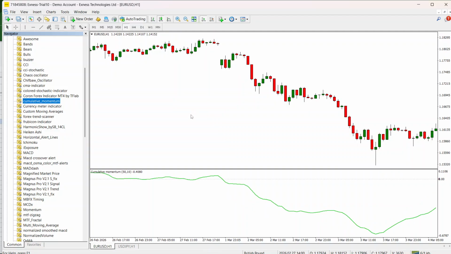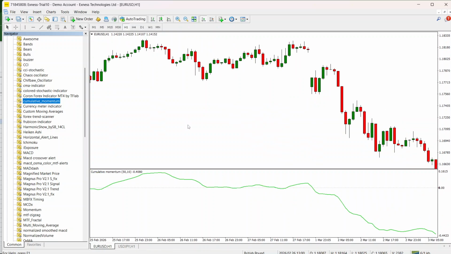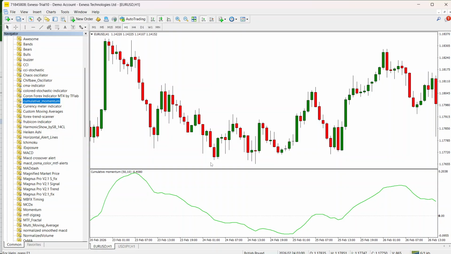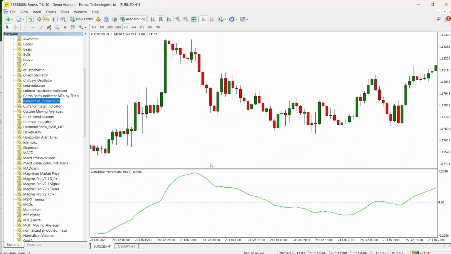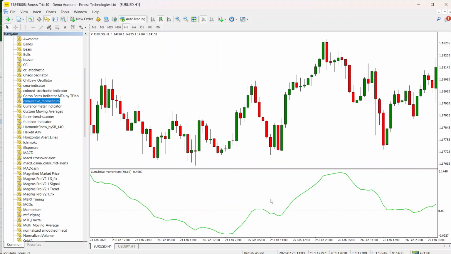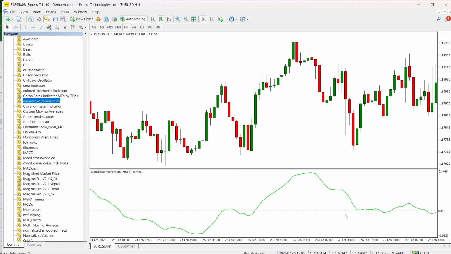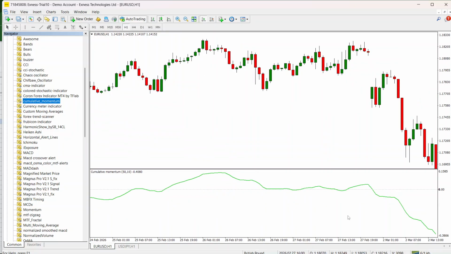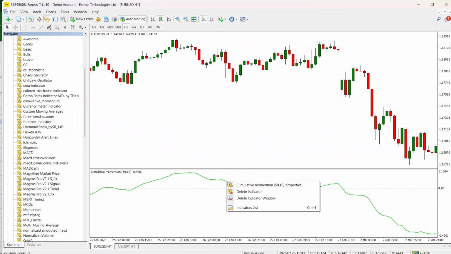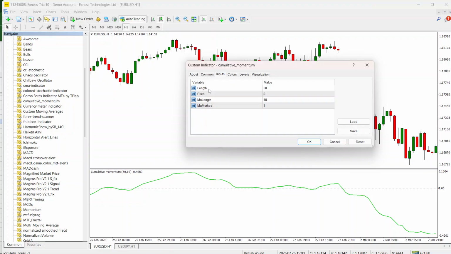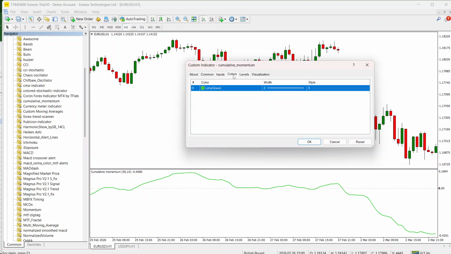Zero line crossings are the key observation point, as a cross from below to above may suggest a shift toward bullish conditions, as you can see here, and a cross from above to below may suggest a bearish shift. If you look at its settings, you can see its length, price, and moving average length and method, which you can adjust to suit your trading style, and also change the color of the line and the width.